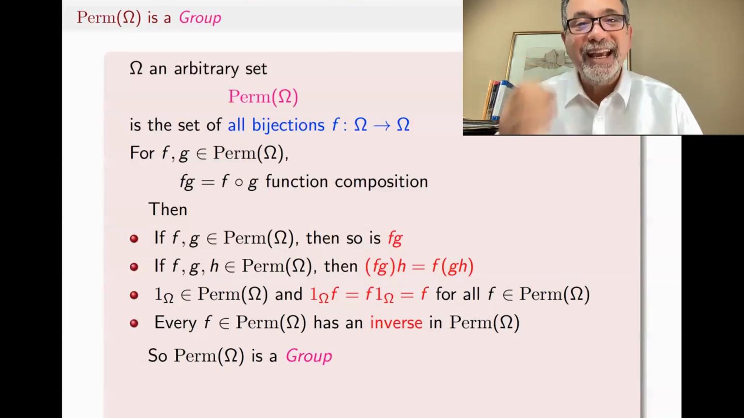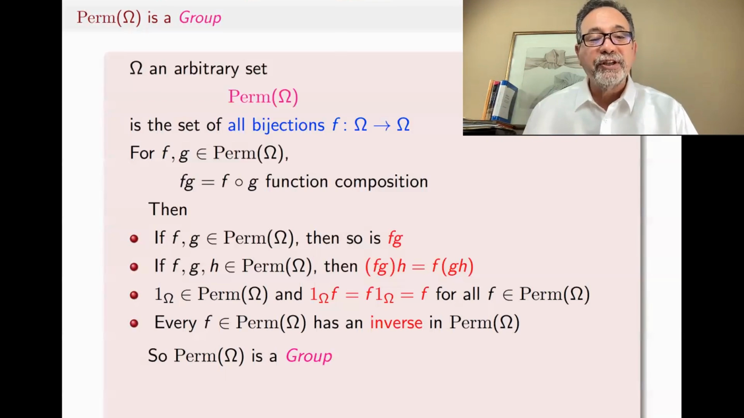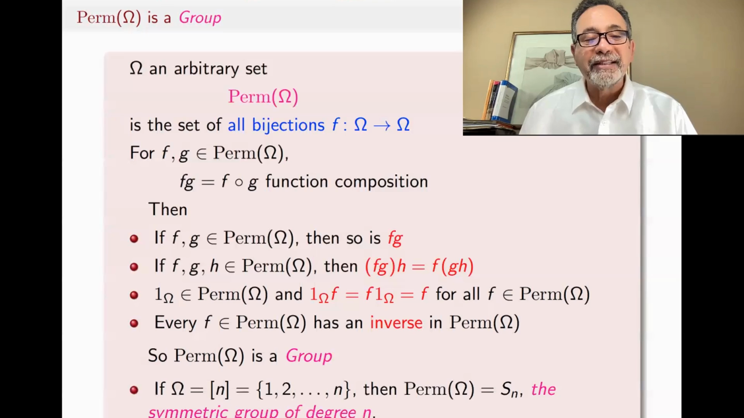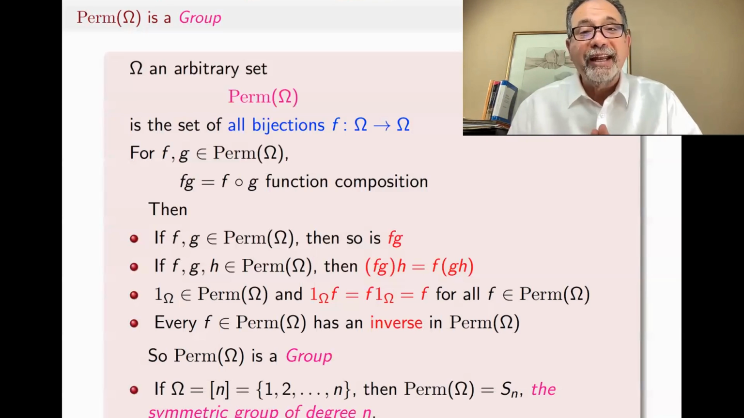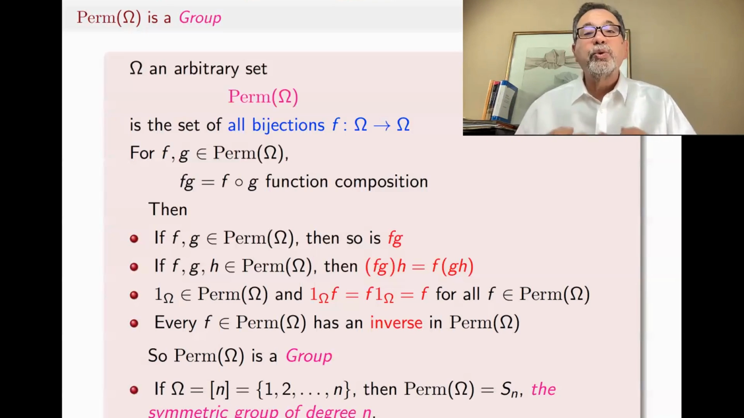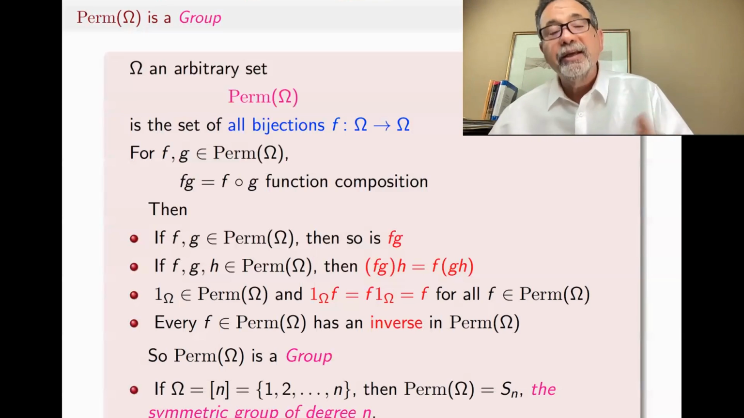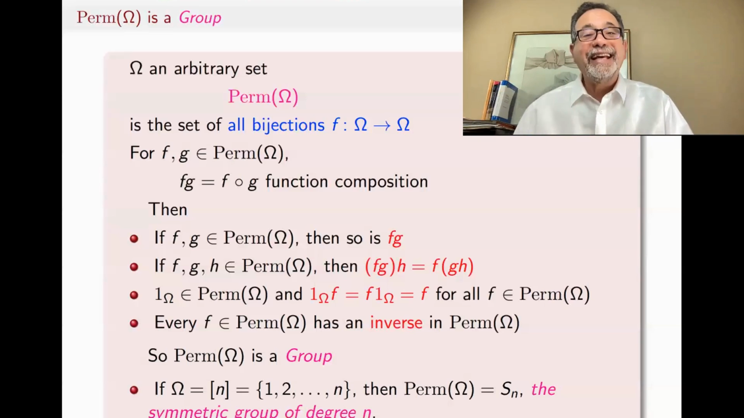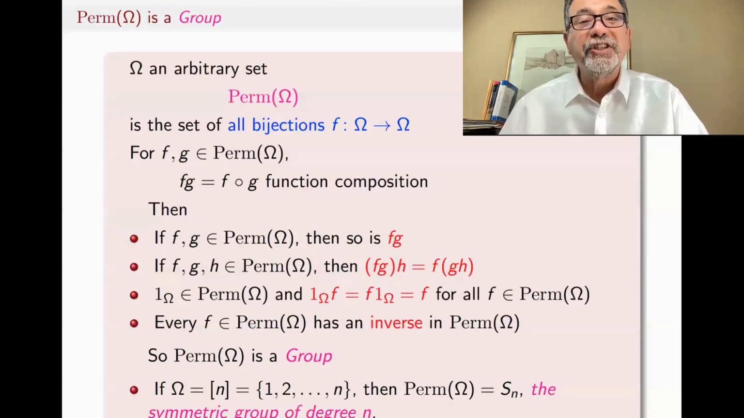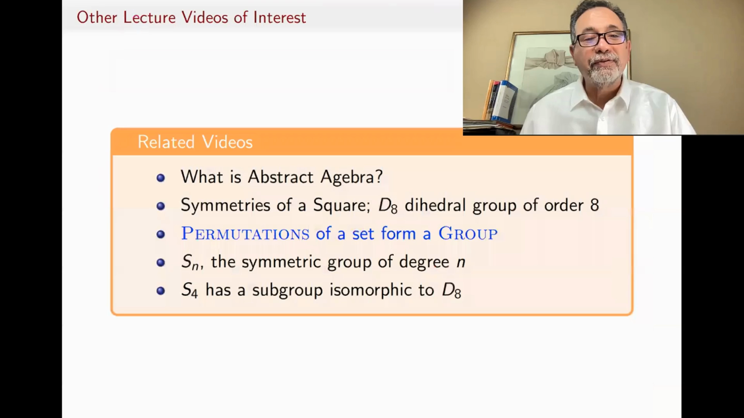One particular case of this, the subject of the next video, is when omega is a finite set. Our go-to set with n elements is the set 1 through n. 1-to-1 onto maps from 1 through n, 1, 2, 3, 4, up to n, to itself are called Sn, or the symmetric group of degree n. So this is the end of this lecture.